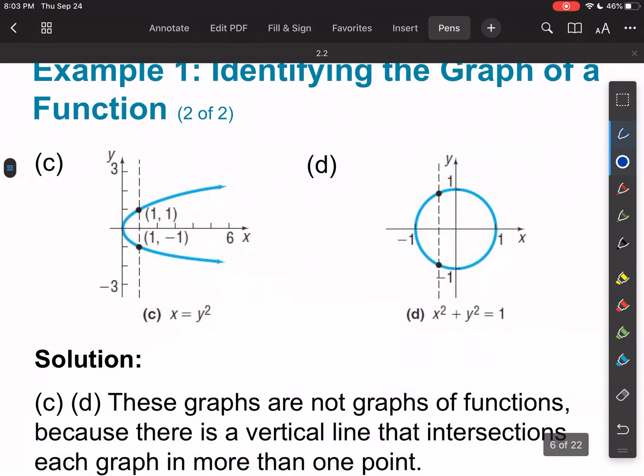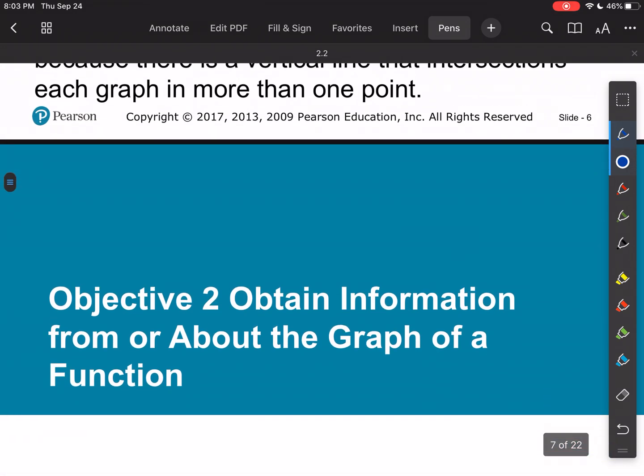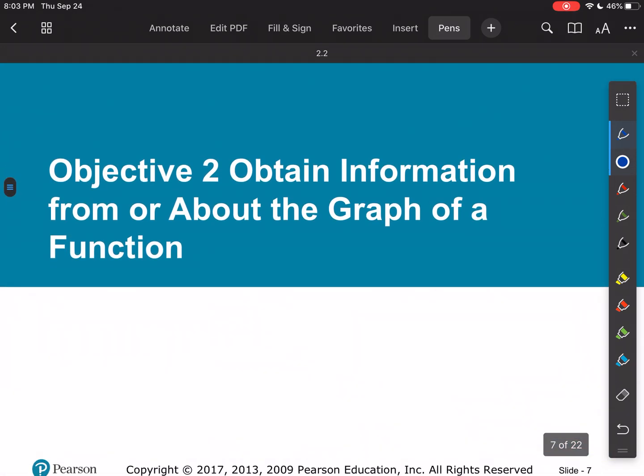Looking at C and D, however, notice we have two places where that line hits. Okay, and they've marked them for us here. And if you do another one here, two places where it hits. So if there's anywhere where you can draw a vertical line and it hits the picture in two places, then we're not dealing with a function. So those are non-examples. Okay, so that's the vertical line test. That should be a review.